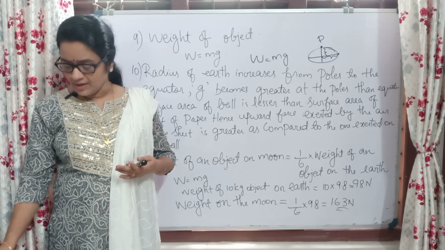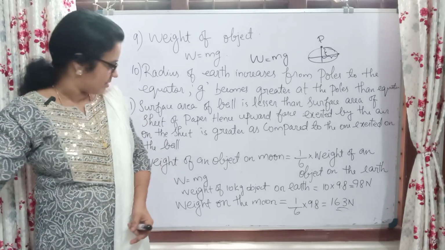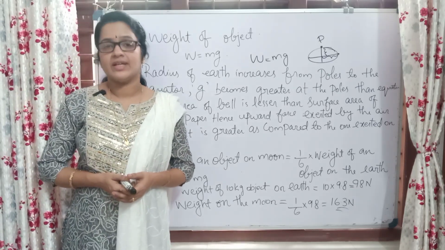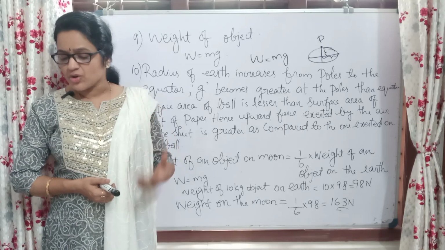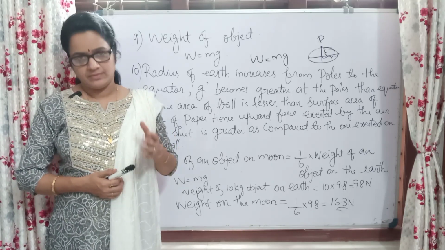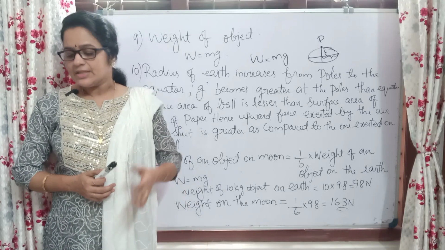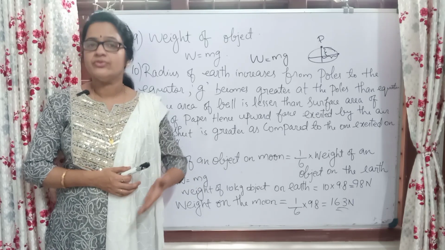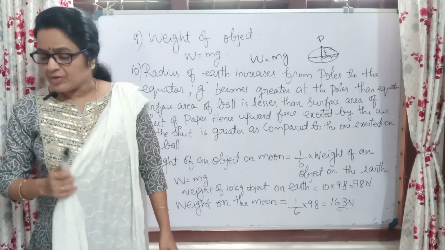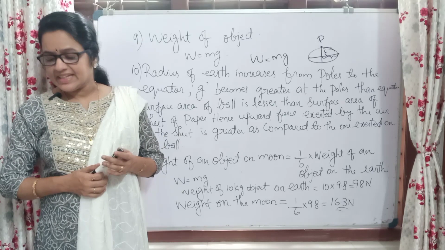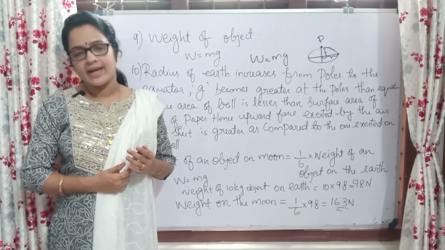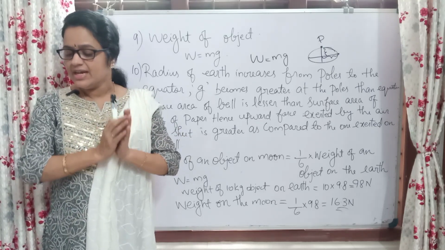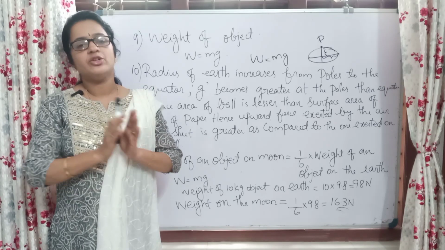Now we can move to the next question, the 12th question. The gravitational force on the surface of the moon is only 1/6 as strong as the gravitational force on earth. That fact we have already known, right? Then what is the weight in Newton of a 10 kilogram object on the moon and on the earth? So a body has 10 kilogram mass, and what will be its weight on earth and on moon?